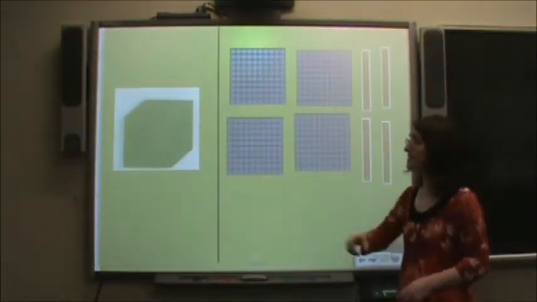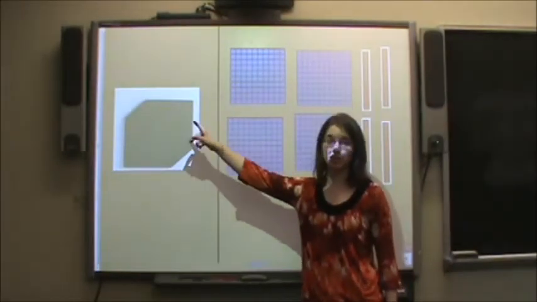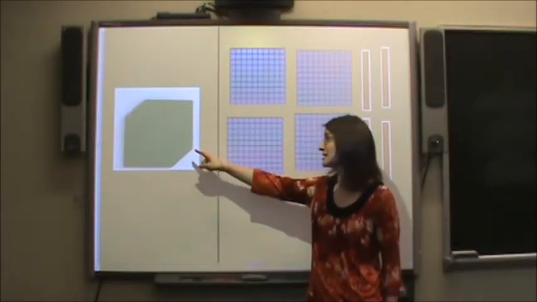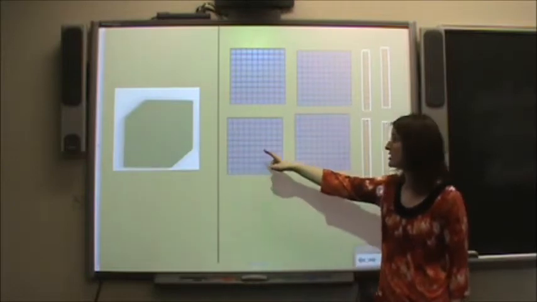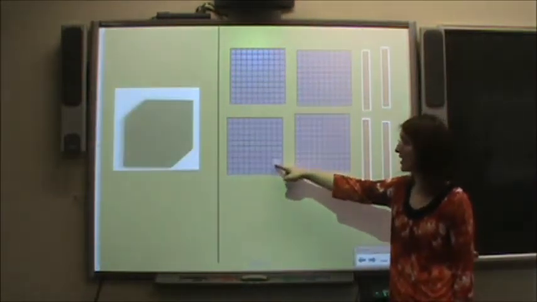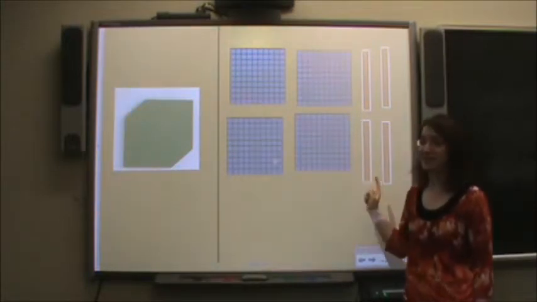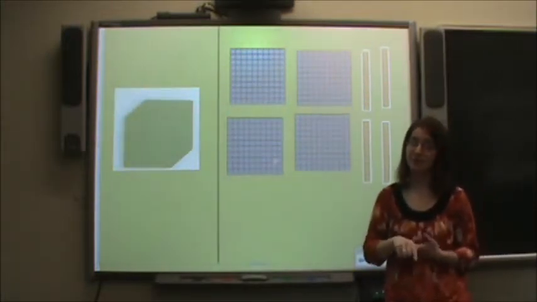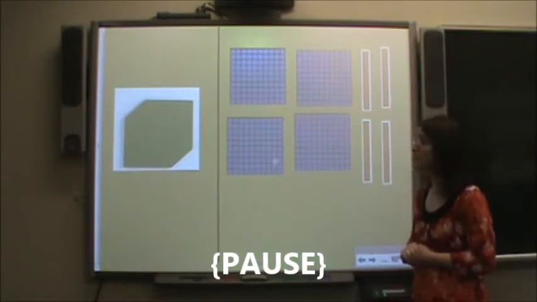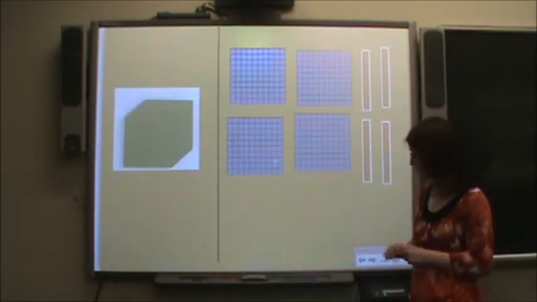Okay, this is our whole. This is a thousands cube. There are 1,000 cubes in this. So that means that you need to figure out how many 100 flats there are and how many 10 rods there are to find the decimal. I'm not going to help you on this one. I'd like you to try it on your own. Pause the video and try and write this decimal now.